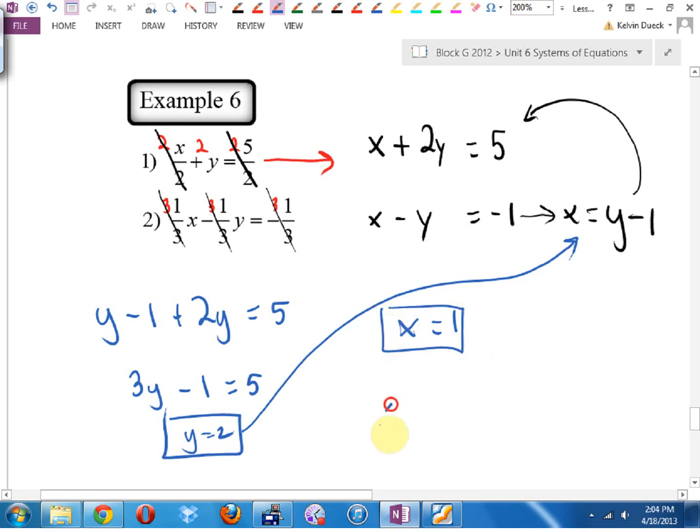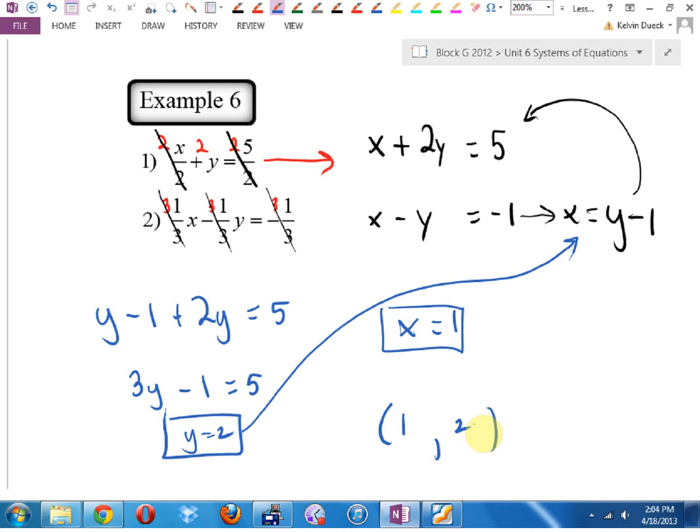Let's write our point. What, comma, what? 1, comma 2. Those two typewritten equations, which would be very difficult to graph, a lot of work to graph, I'm telling you, they cross at 1, comma 2. They do.